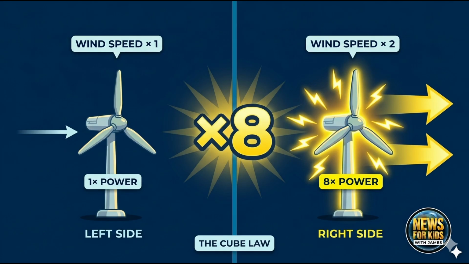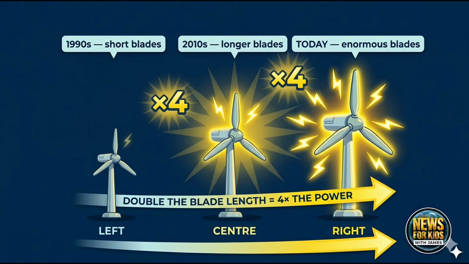Now here's where the math becomes surprising. If wind speed doubles, the energy doesn't double. It goes up 8 times. And if you double the blade length, you capture 4 times the power. Every extra meter of that blade is worth a very large amount of electricity. Not a little more, but exponentially more. That is why turbines keep getting bigger.